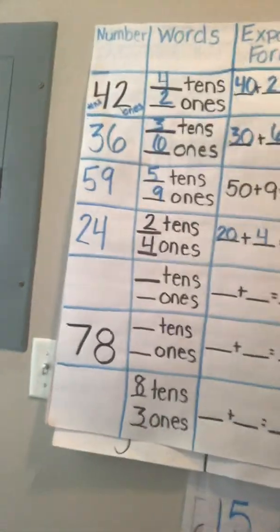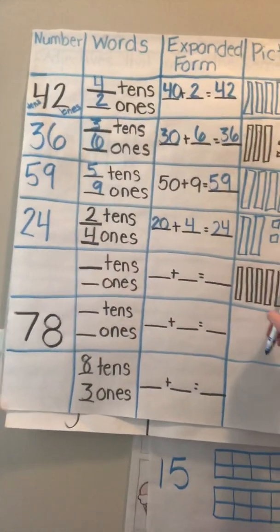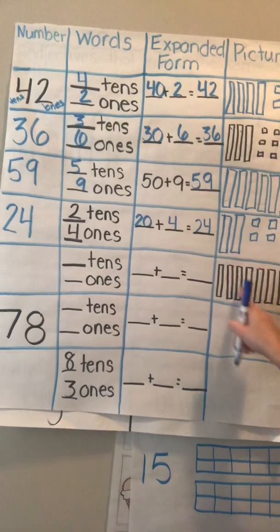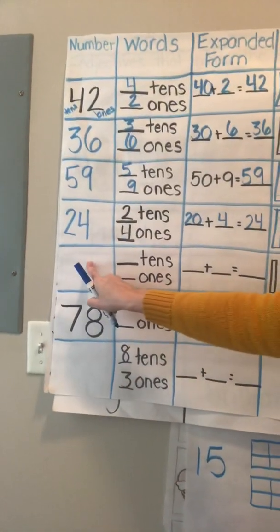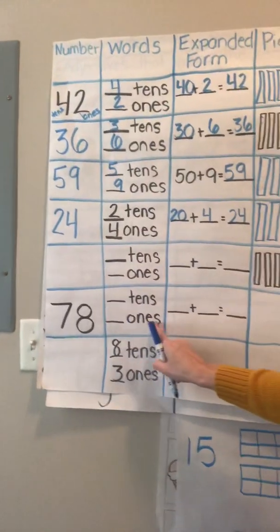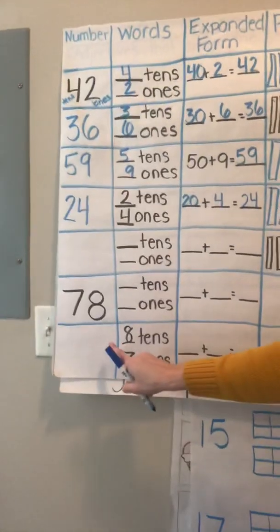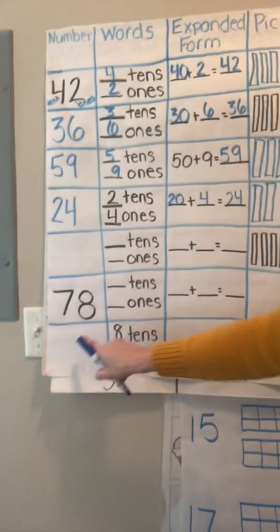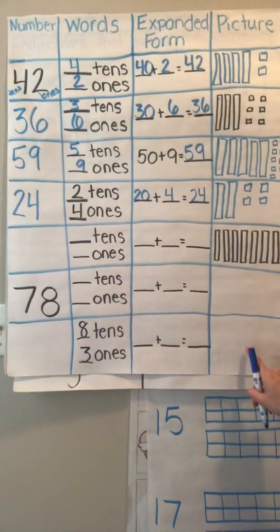Great job. So your job today will be to finish the rest of this chart. So for this part, they gave you your tens, your base 10 blocks. So you need to work from here to fill in the rest of those lines. Here they gave you your numbers, 78. So fill in the rest of the information for 78. And down here they gave you 8 tens and 3 ones. So what number does that make? Do your expanded form and draw your base 10 blocks. Can't wait to see your hard work.